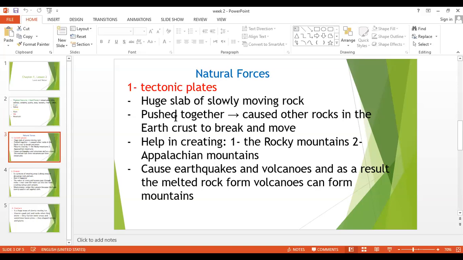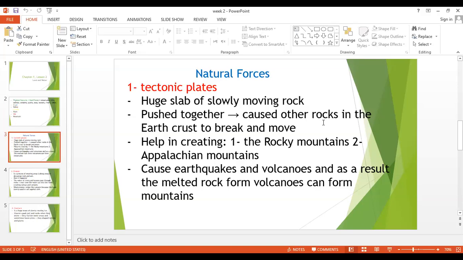So when these rocks move slowly, they push themselves together. When they are pushing themselves together, they cause the other rocks in the earth or on the earth's crust to break and move. So what happened as a result?